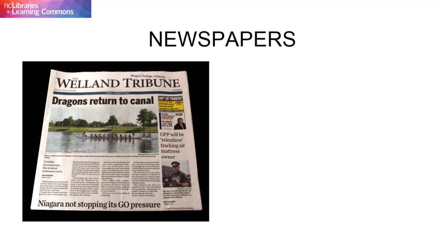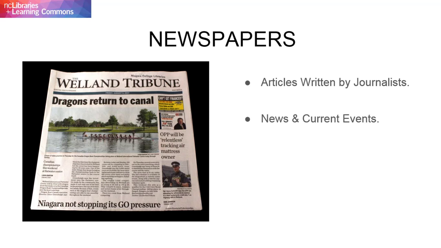Newspapers contain articles written by journalists about news and other current events. Newspaper articles are reviewed by a newspaper editor before they are published. The intended readership for a particular newspaper is usually the general public.